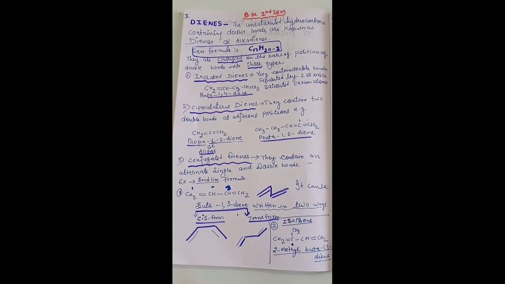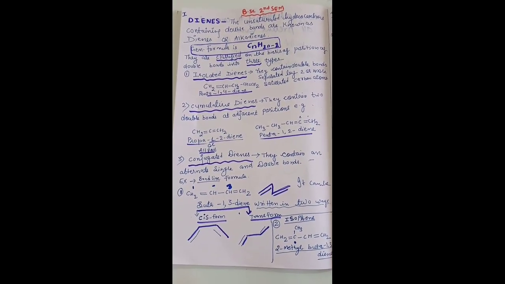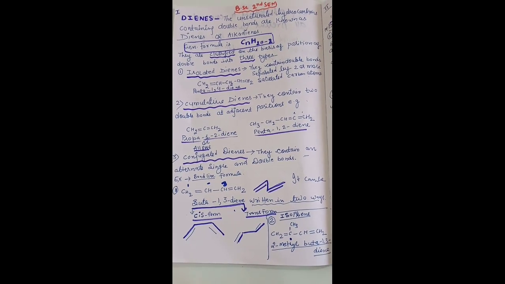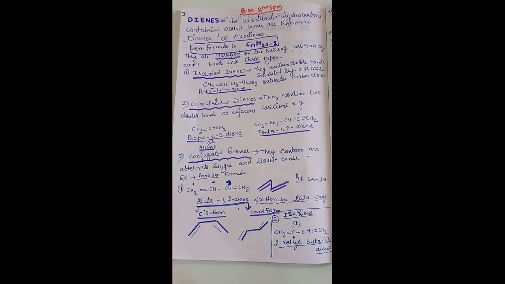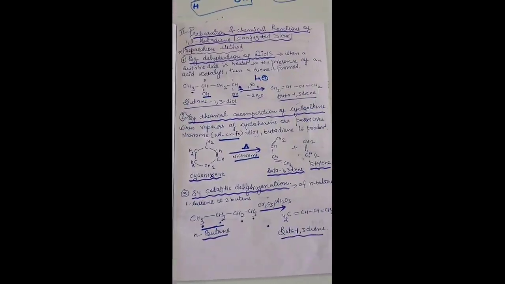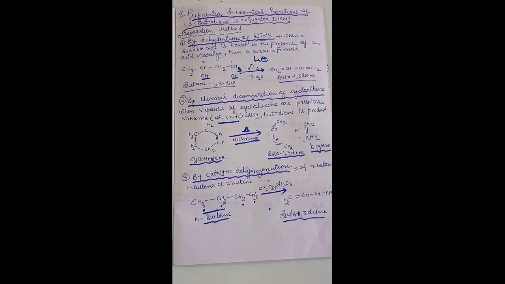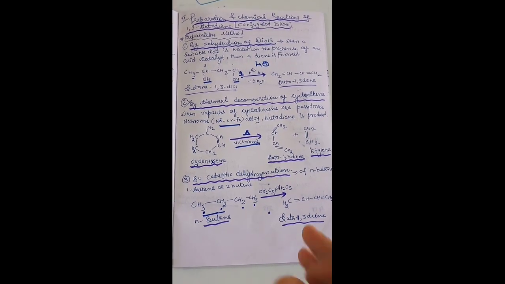So now let us see once again from the beginning. If you want to take a screenshot, you can take it. The dienes, we have seen the classification of the dienes. They are classified into isolated dienes, cumulative dienes, and conjugated dienes. In conjugated dienes, the main important member is 1,3-butadiene. We had seen the preparation methods: first by the dehydration of diols, second by the thermal decomposition of cycloalkenes, third by catalytic dehydrogenation.